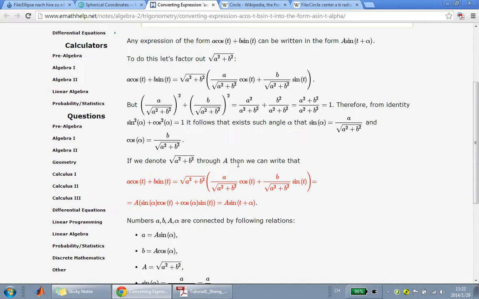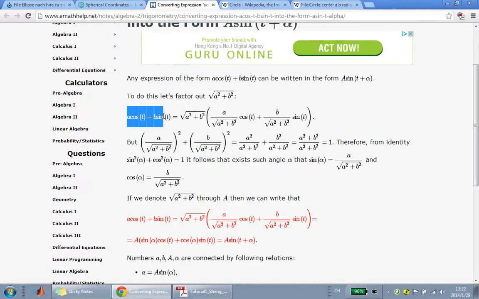Okay, here we also use the identity that sine alpha squared plus cosine alpha squared equals 1. Then back to this form, we can see that it is equal to square root of a squared plus b squared times a over square root of a squared plus b squared sine t plus b over square root of a squared plus b squared.